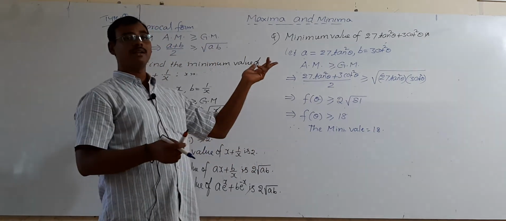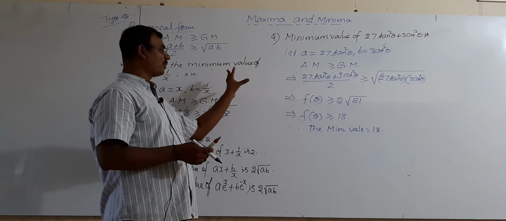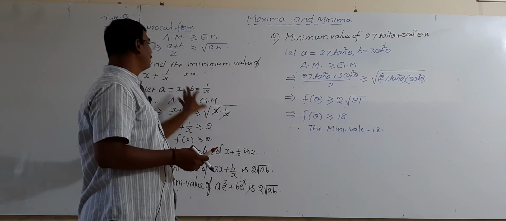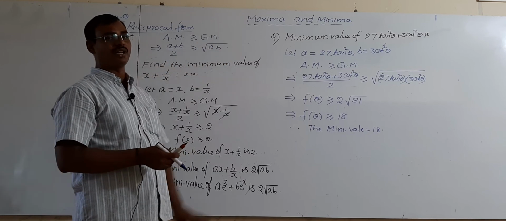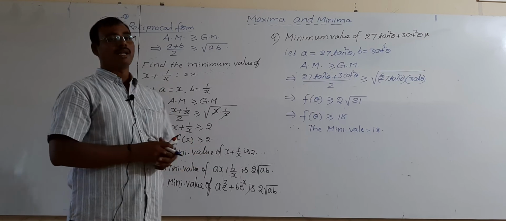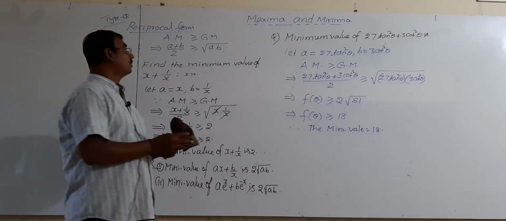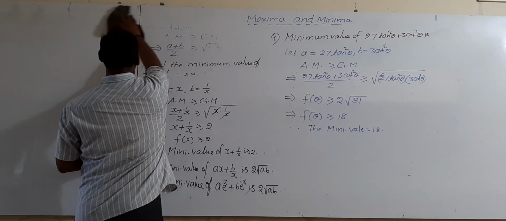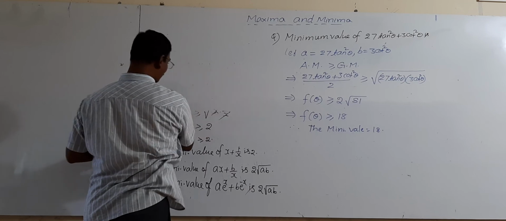Remember the formula 2 into square root of ab. Whenever reciprocal forms like tan, cot, sec, cos, cosec, sine are given, we should use arithmetic mean is greater than or equal to geometric mean. This is type number 3. Next we are going to take some general problems, then after that we are going to odd problems.